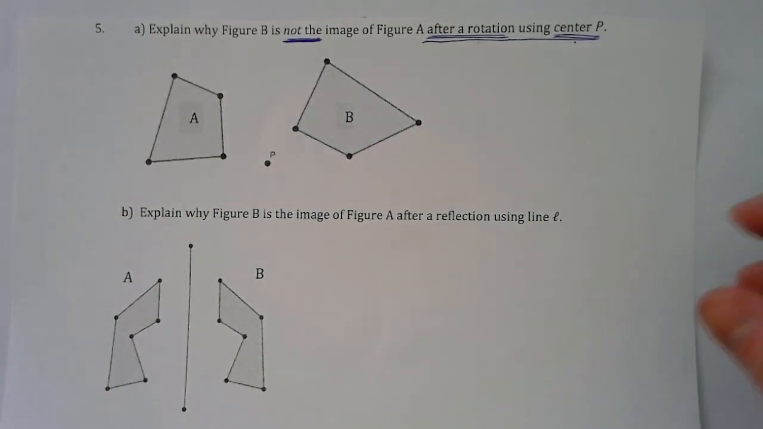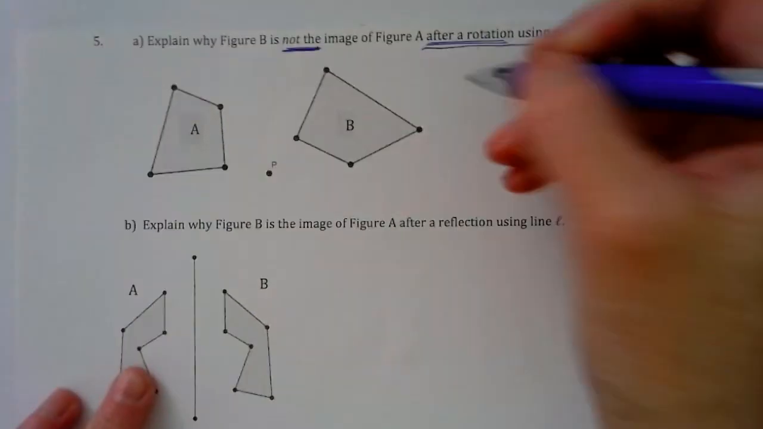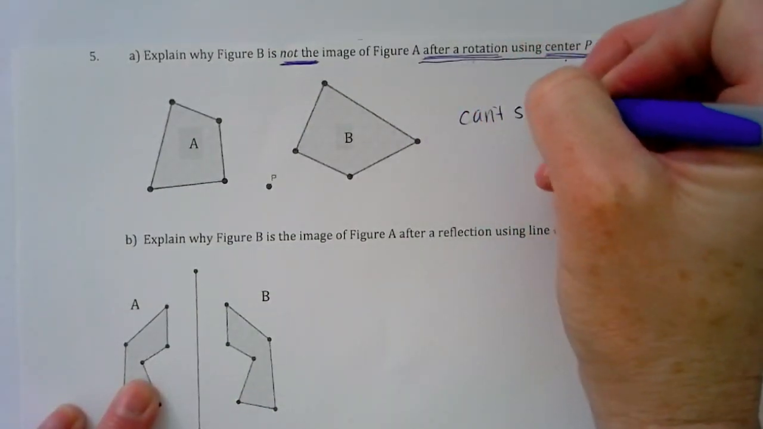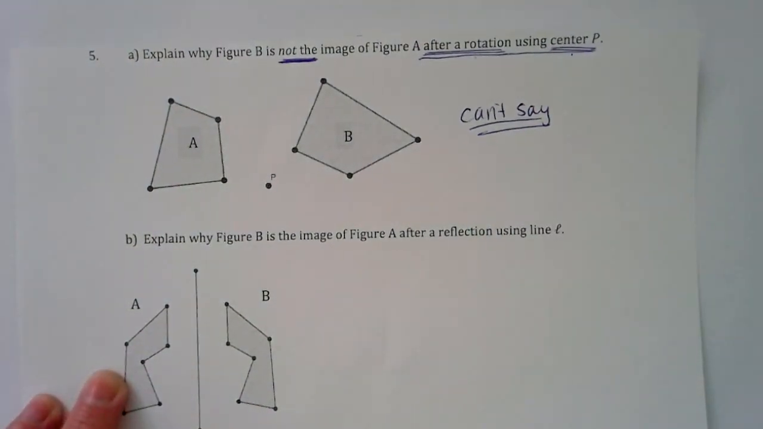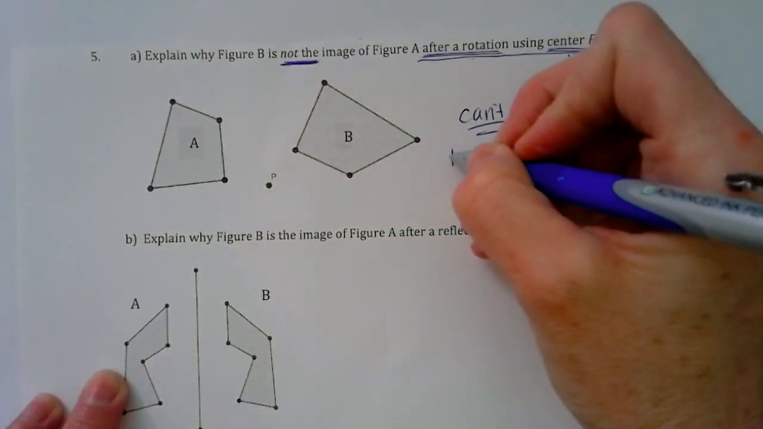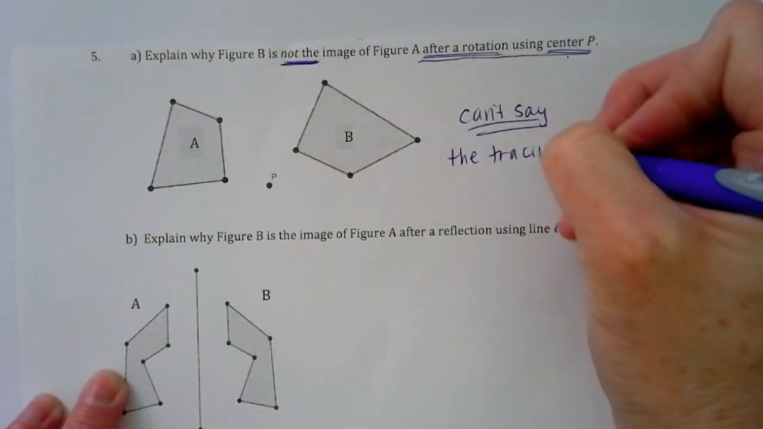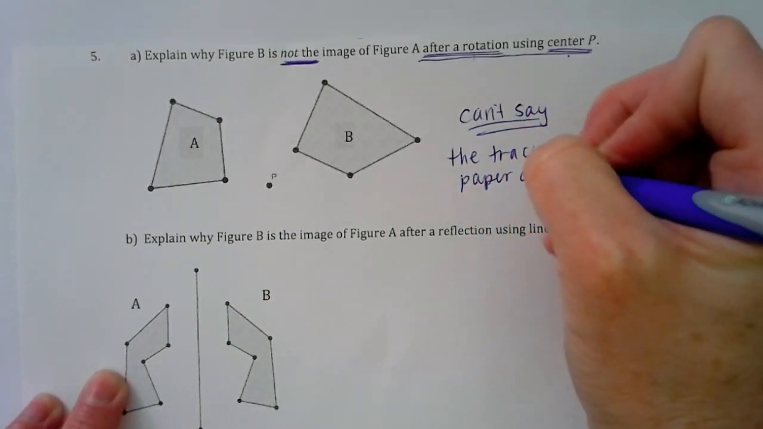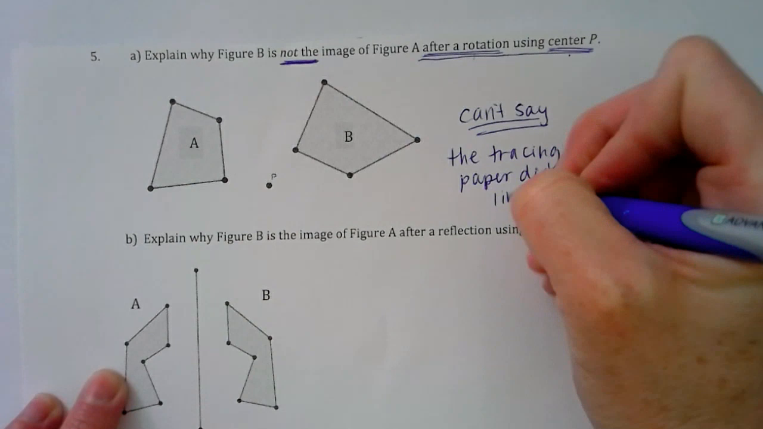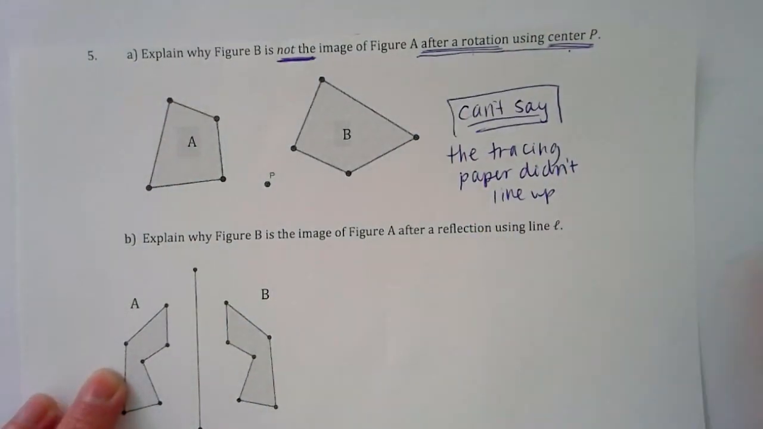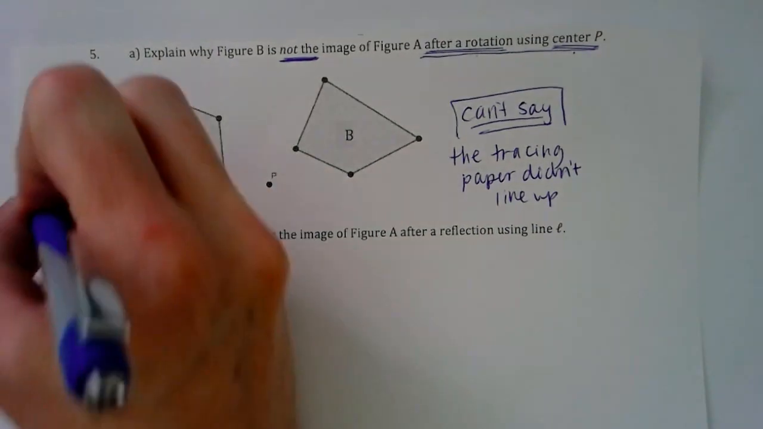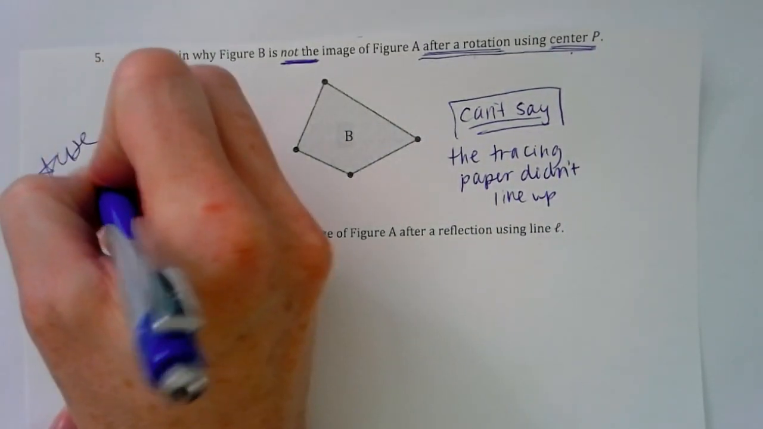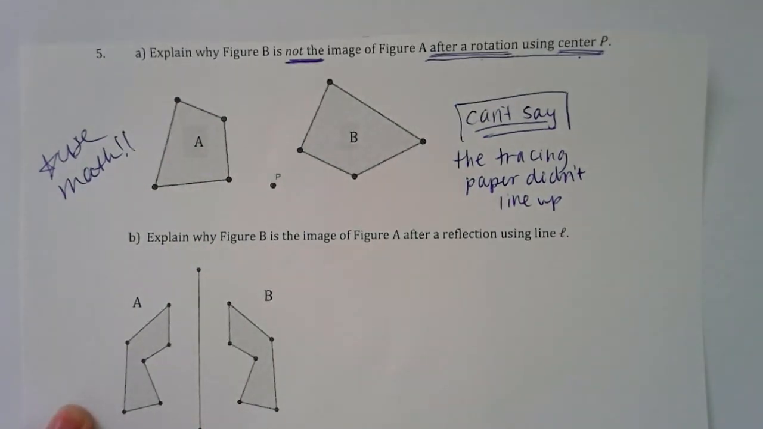Okay. One thing you cannot say is anything about I traced it and it didn't work. You can't say anything like that. You can't blame the tracing paper for this not being a rotation. You have to give a mathematical answer. Use math in your instructions or in your explanation.